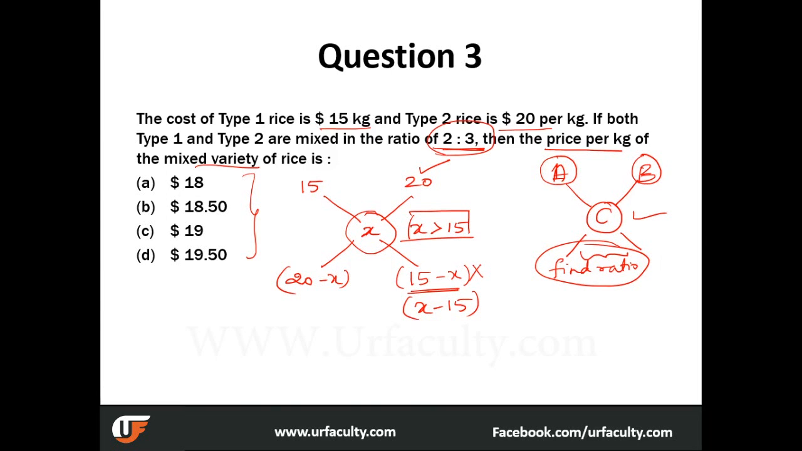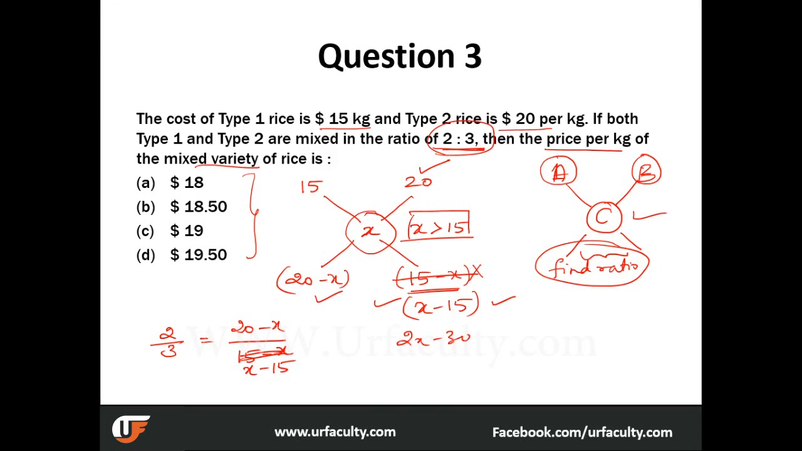Alright, please make sure you don't make this mistake, because you will get a different answer if you do it as 15 minus X. Then what next? We know that this ratio is equal to 2/3, right? So how do we write it? 20 minus X by, sorry, X minus 15, which is this, right? This is wrong.